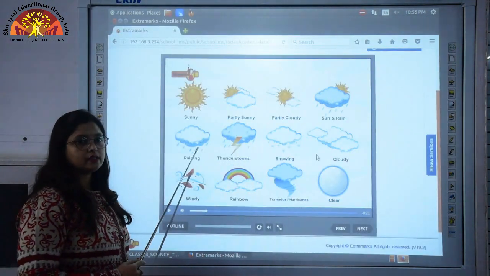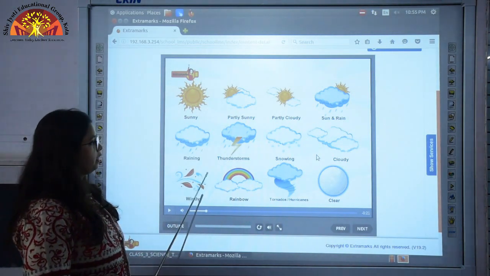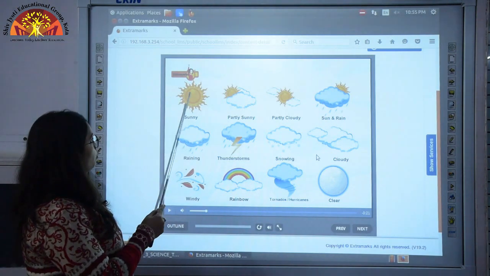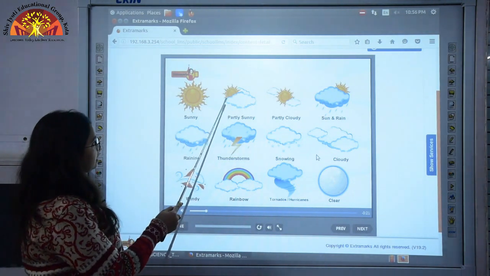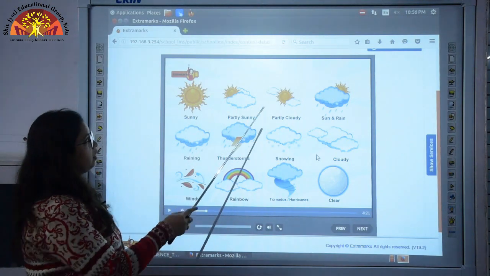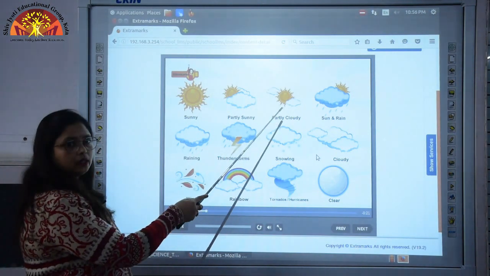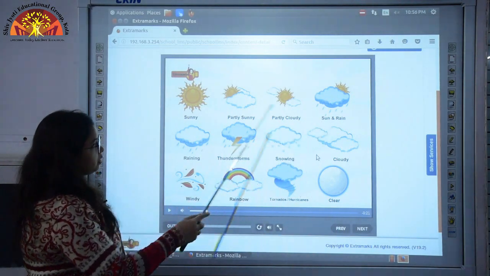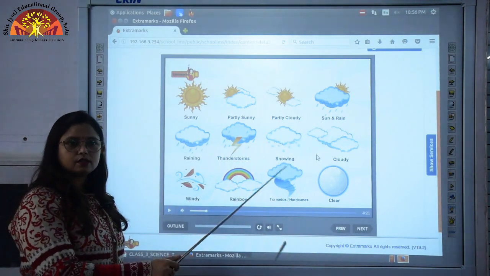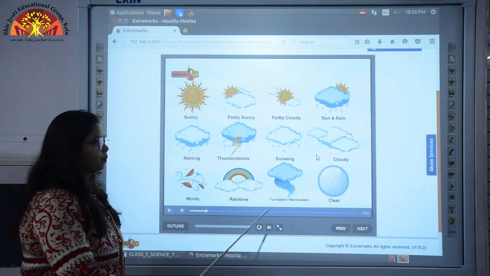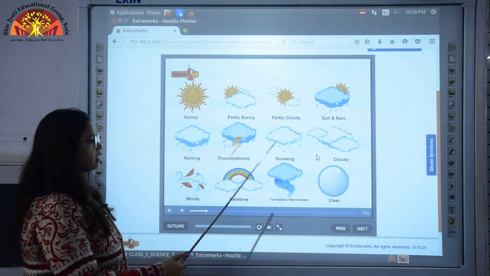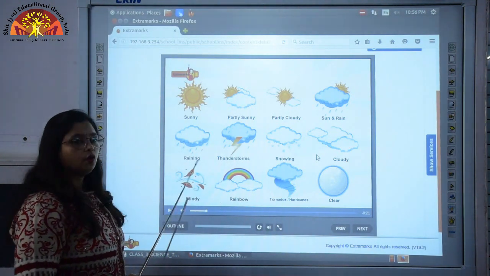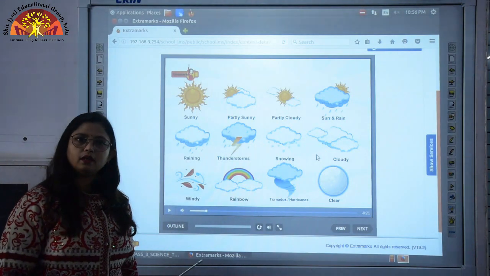So children, you can see some pictures shown here of different weather conditions in the sky. You can see here a sunny day when the sun is shining brightly, partly sunny when some clouds are here, partly cloudy when so many clouds are there. Then sun and rain both. You might have seen all these small changes in the weather conditions. So these all explain the weather conditions. Sometimes the sky is clear when there is no cloud, sometimes there is rain. So these are some of the different weather conditions.